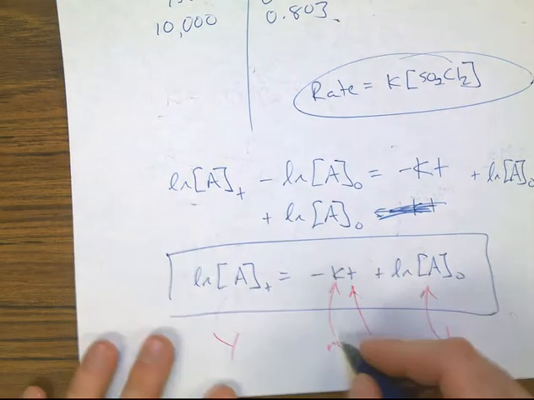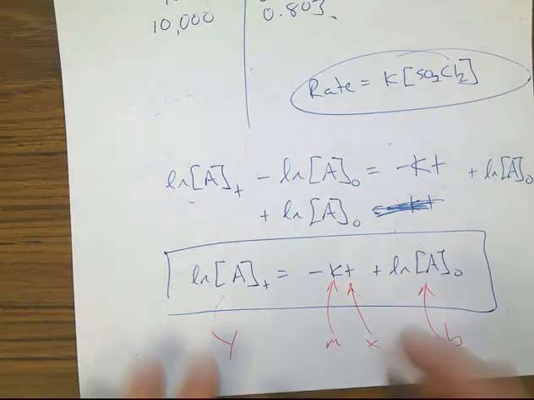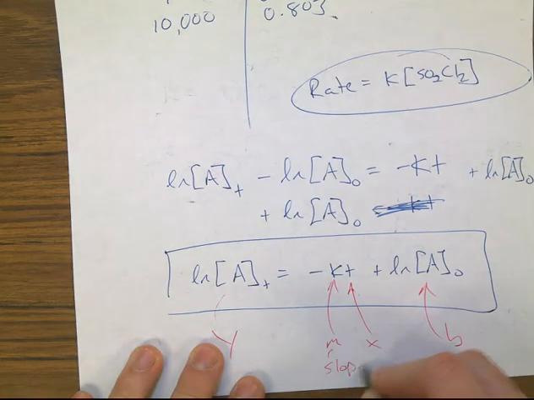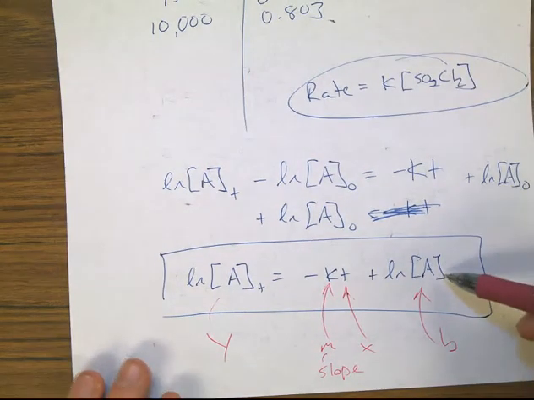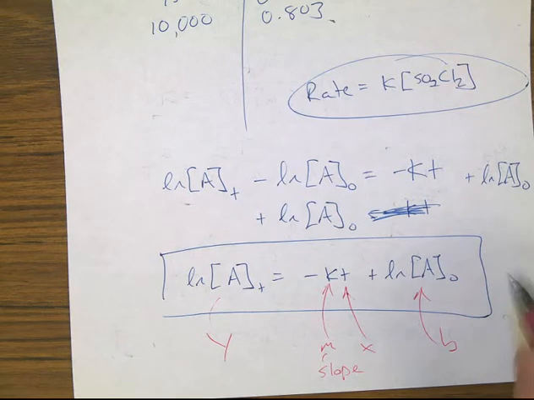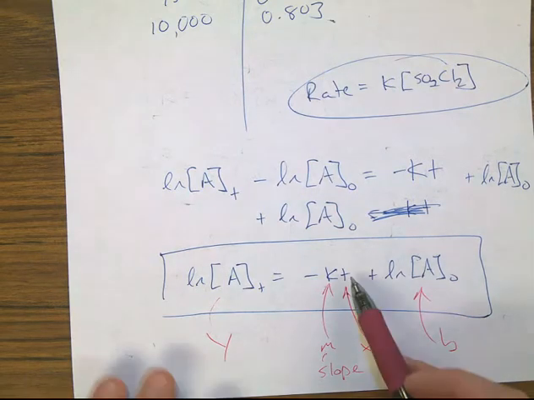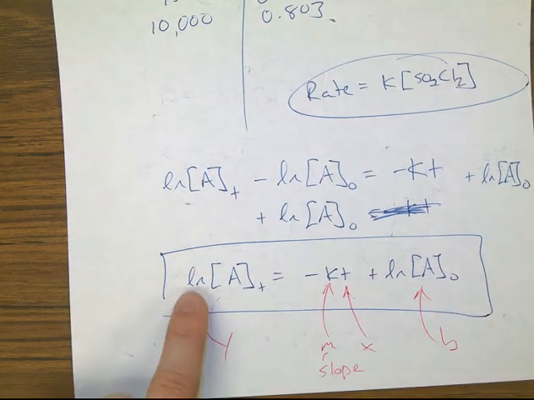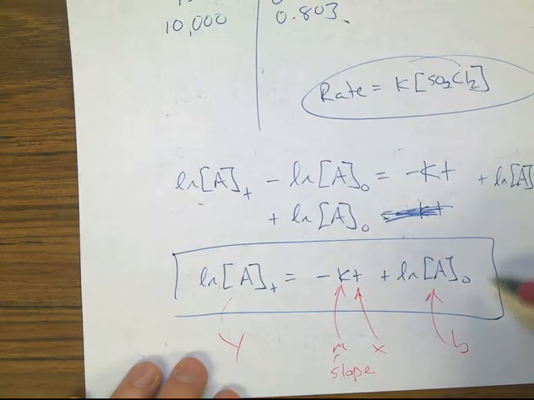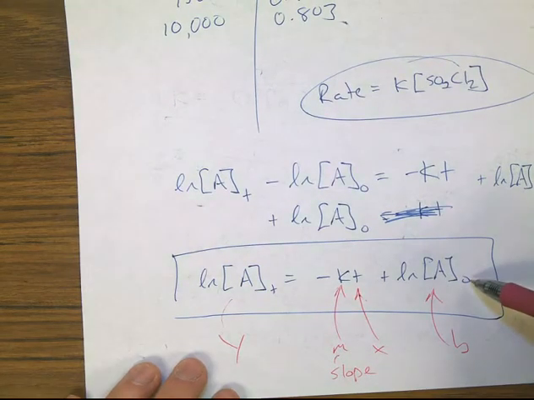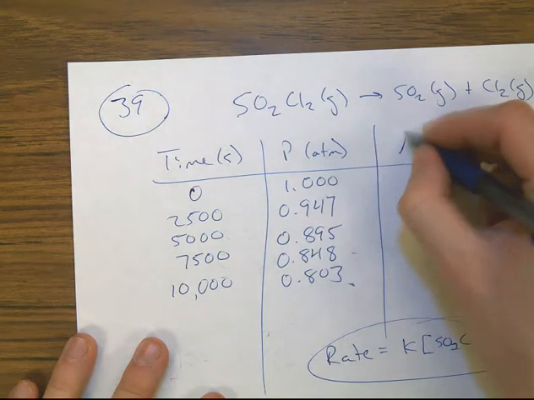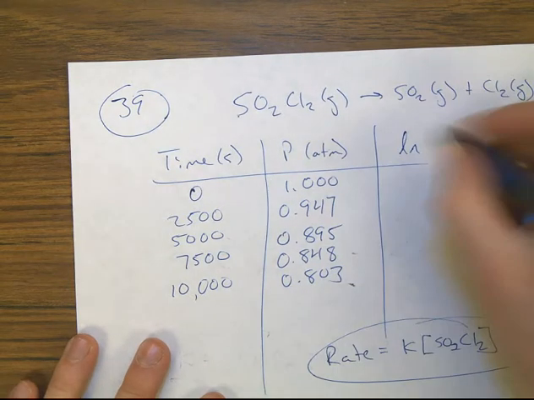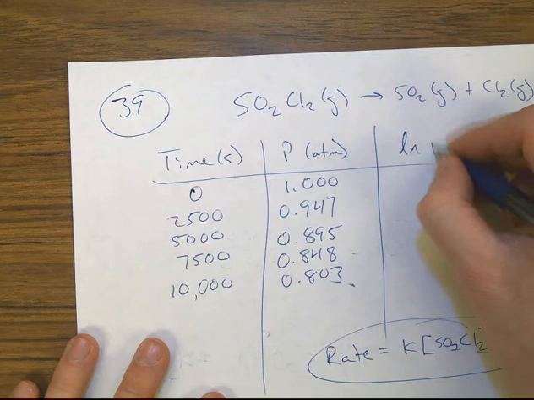So m is, of course, our slope, and if I figure out what the slope is, if I'm plotting a graph where I'm taking the natural log of my concentrations, on my x-axis will be time, on my y-axis is actually going to be the natural log of all the concentrations, and then the y-intercept is, of course, going to be the very first point. So let me go to my table, sorry, and I'm going to take all of these pressures and take the natural log of all of those pressures.